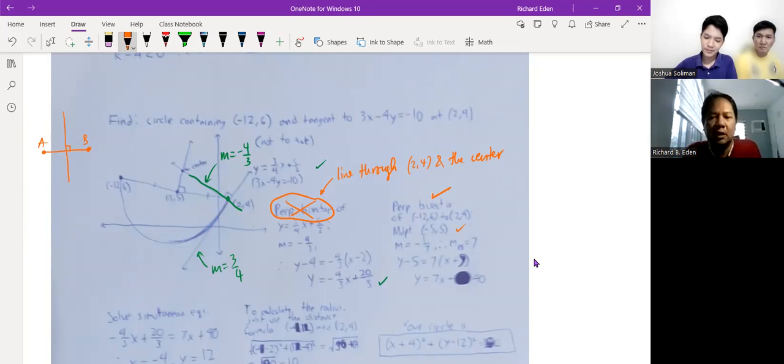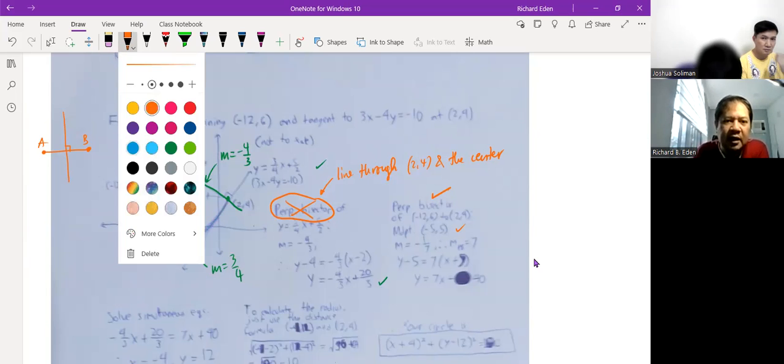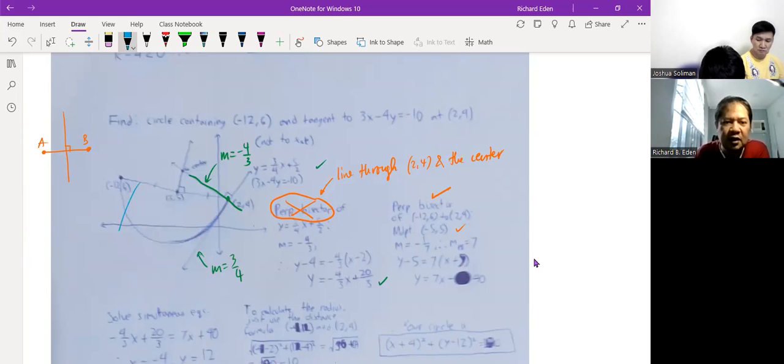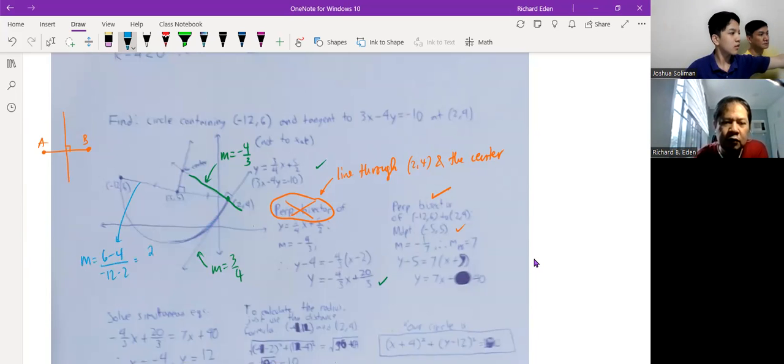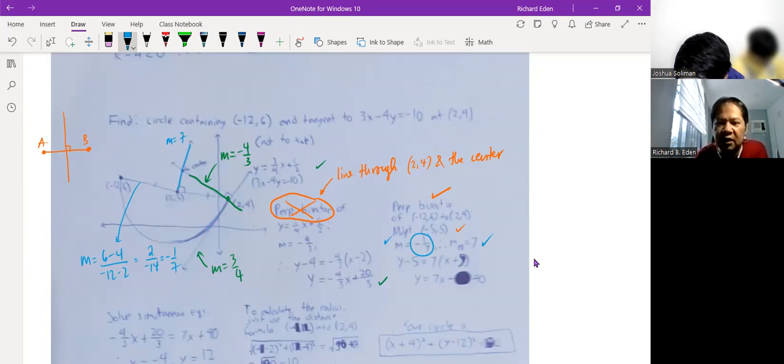All right. And then for -12, 6, going to 2, 4, nung slope nila, I think that's a -1/7. Okay, 6 minus 4, -12 minus 2. So 2 over -14, -1/7. So this is correct. All right, so the slope that we need is 7. So the slope is 7, and then it passes through the -5, 5.